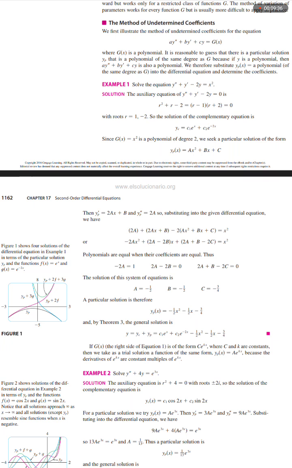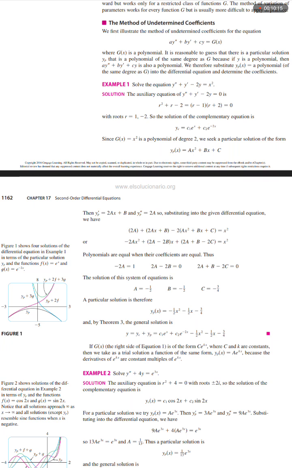If G of x, the right side of equation 1, is of the form C times e to the power kx, where C and k are constants, then we take as a trial solution a function of the same form, y sub p of x equals A times e to the power kx, because the derivatives of e to the power kx are constant multiples of e to the power kx.